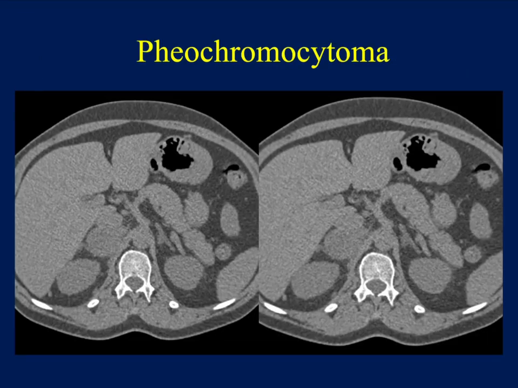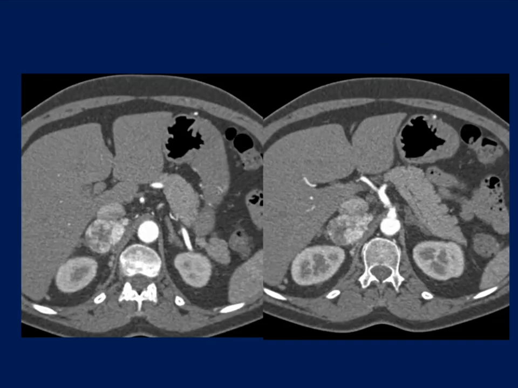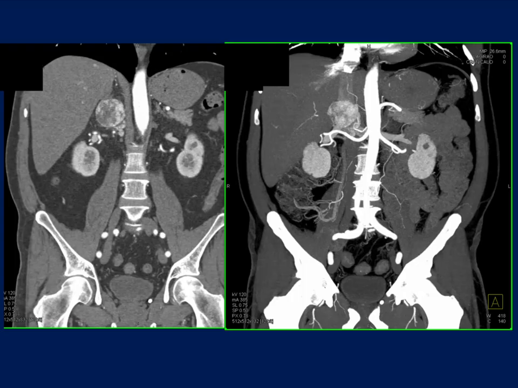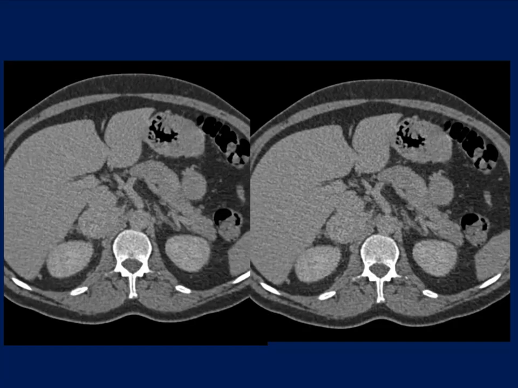Just some classic examples. Non-contrast CT, indeterminate adrenal lesion. Look how vascular it is. When you give contrast, that's going to be a Theo, right? Look at the vascularity. Look at small nodes, which are also vascular. Look at some of the feeding vessels. And look how quickly the lesion washes out.